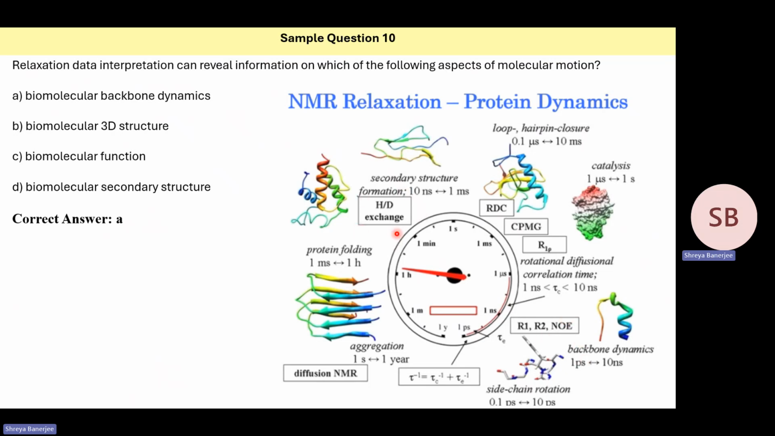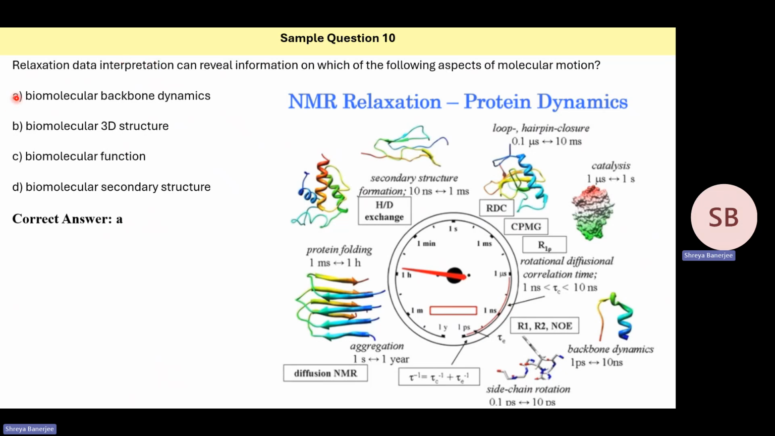If it is a slower, intermediate time scale like secondary structure formation, you can do HD exchange. And if it is an extremely slow time scale like protein folding, that is 1 millisecond to 1 hour or 1 second to 1 year, it has to be diffusion NMR. But the relaxation data will give you information about protein dynamics. That is the basic point. So it is not the 3D structure or the function or the secondary structure, but the backbone dynamics that you get information on from the relaxation data.